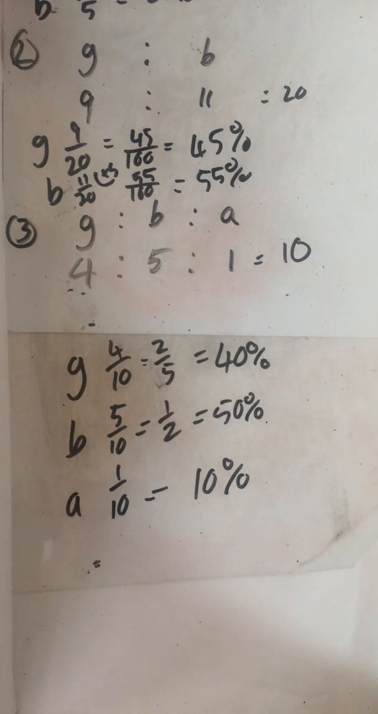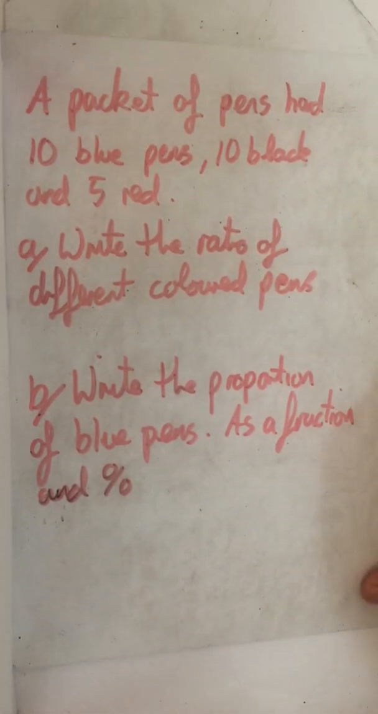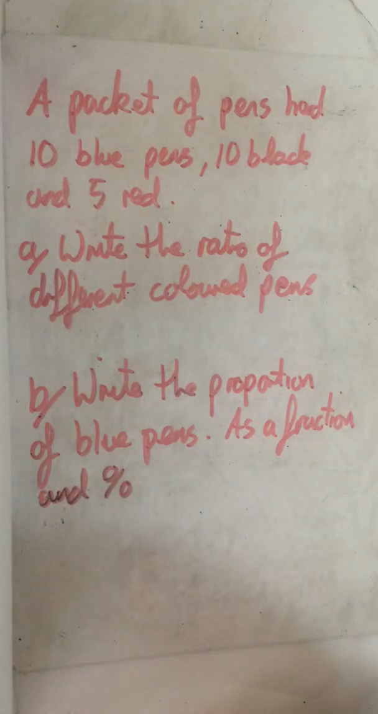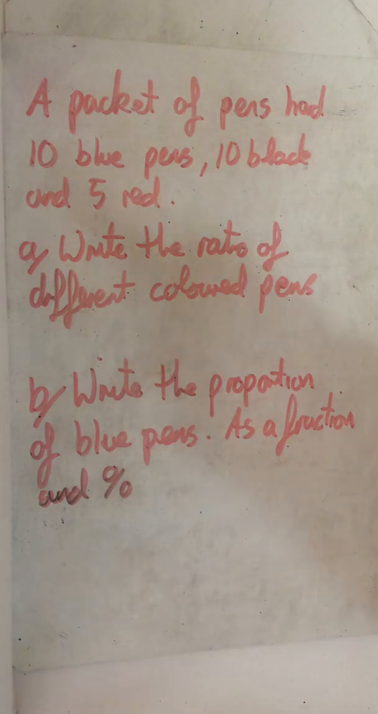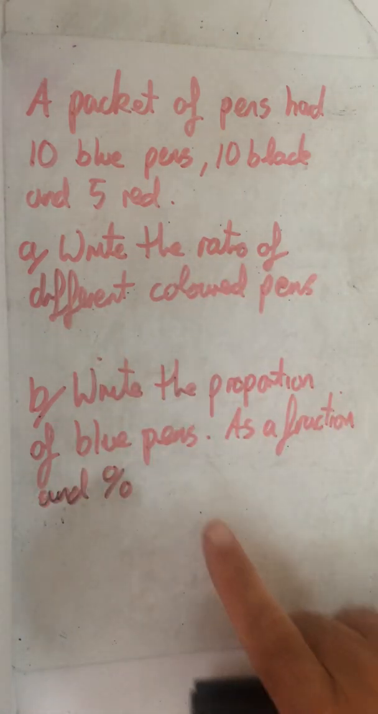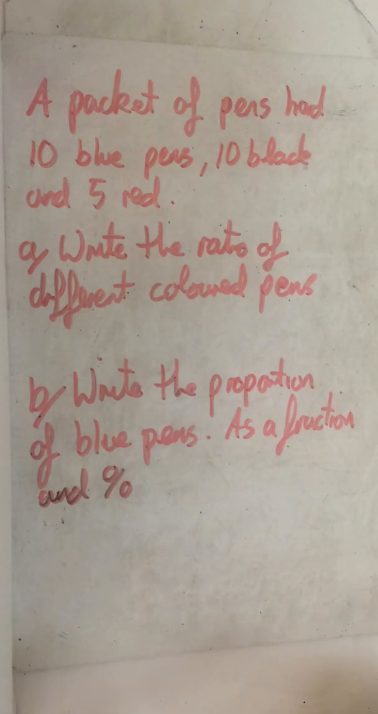Let's have a look at this one first. Have a read of this question. Pause the video while you're doing it and press play when you're done. A packet of pens has 10 blue, 10 black and 5 red. Write the ratio of different coloured pens first of all, and then write the proportion of blue pens as a fraction and percentage. Pause the video while you do that, and then we'll go through it.